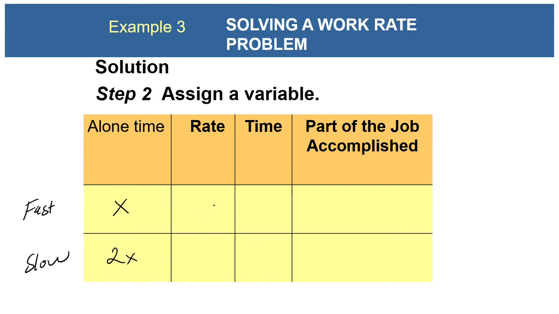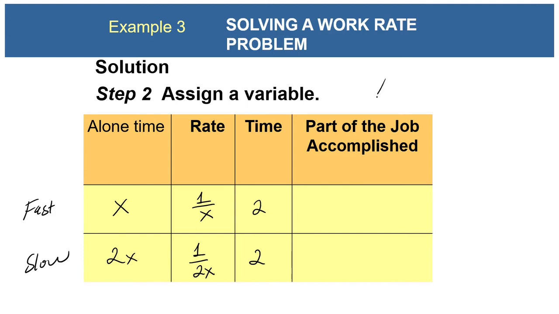Now the rate, remember, is just the reciprocal of the time, or 1 over x. Same thing for the slow printer: that's 1 over 2x, the reciprocal of the time. In the problem it says it takes 2 hours for both of them to complete the job together, so we'll put 2 hours for the time. Each table is going to be different, but the table is very useful to organize the information.